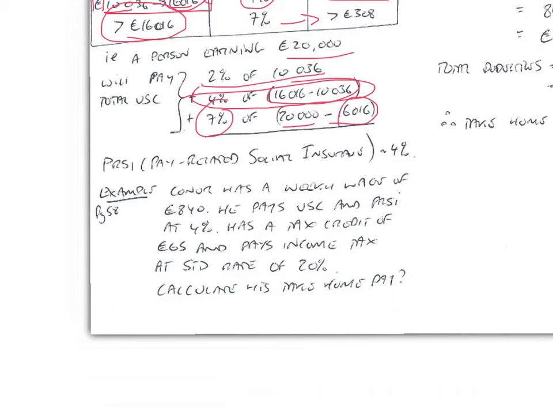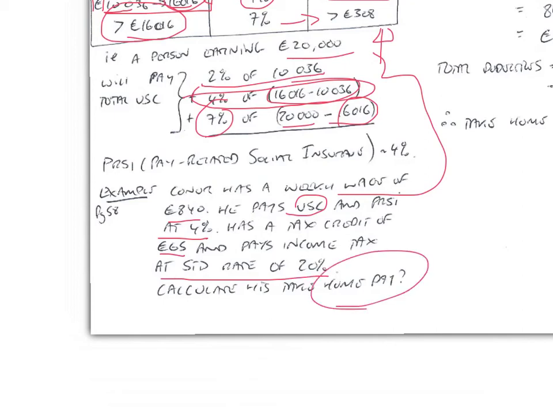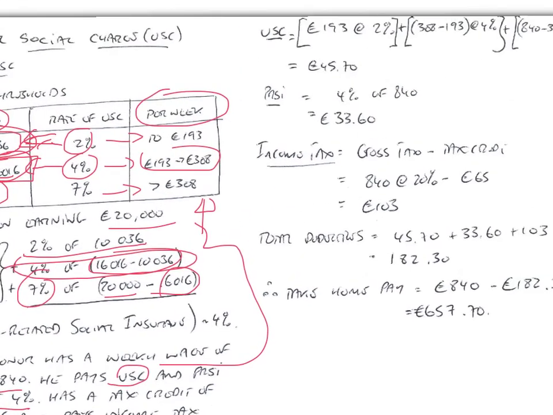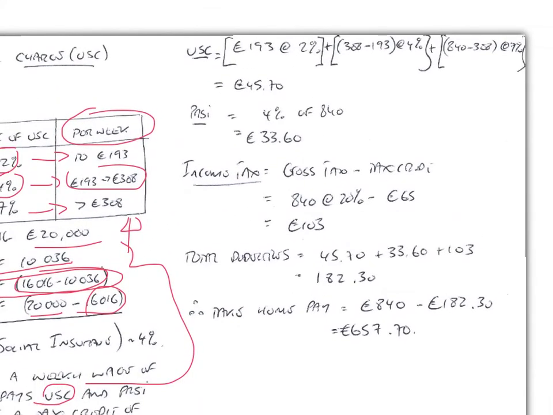So here's an example. Connor has a weekly wage of 840 euros. So we're going to use the weekly tariffs. He pays USC at these values here and PRSI at 4%. He has a tax credit of 65 and pays income tax at the standard rate of 20%. What does he take home in his wage packet? Okay, we're not going to use the big diagram for this. We'll just work out the USC.